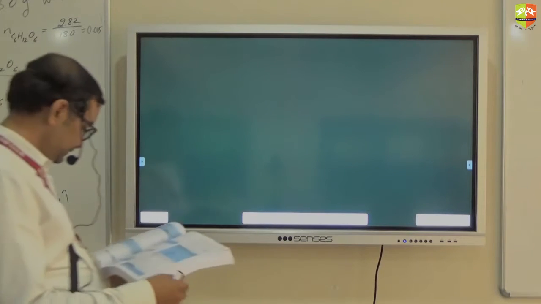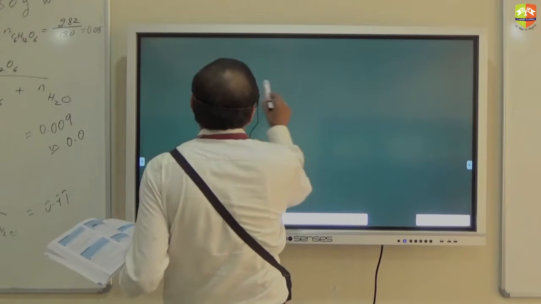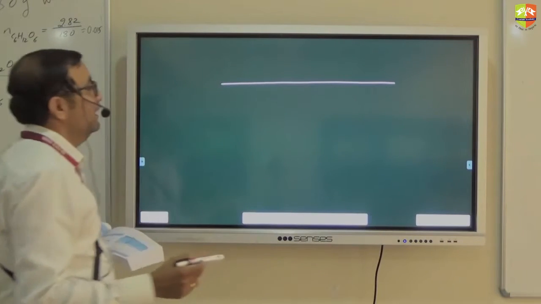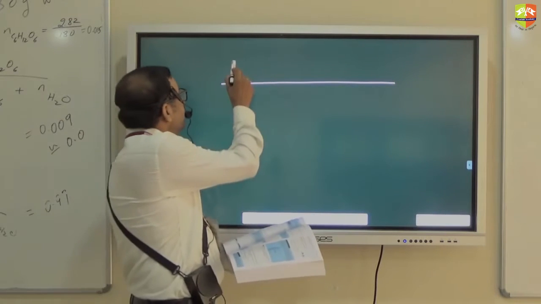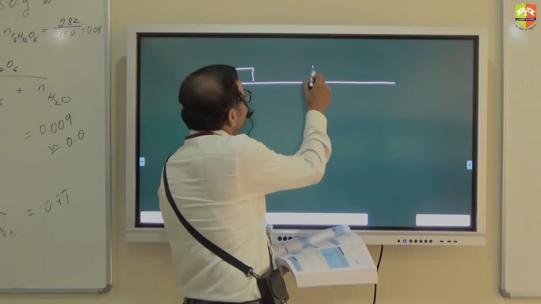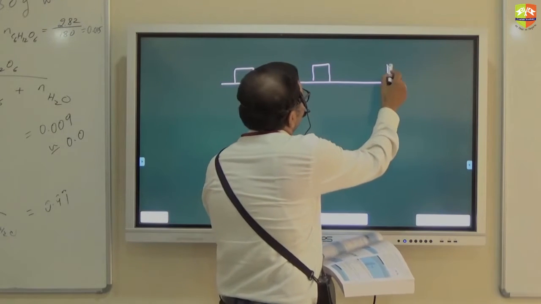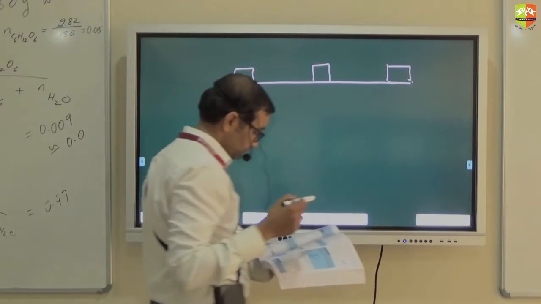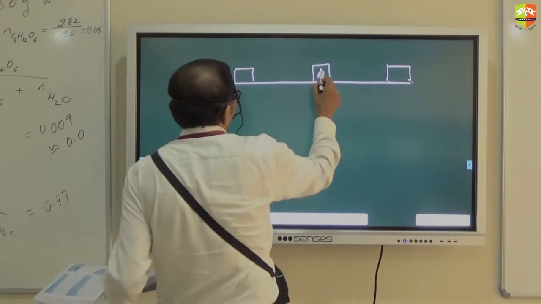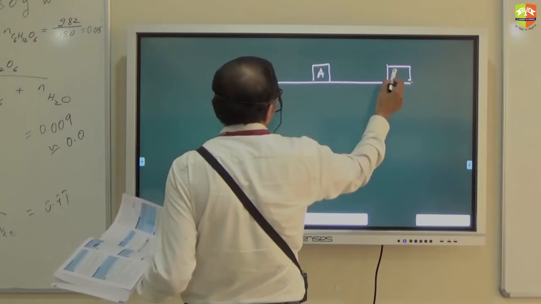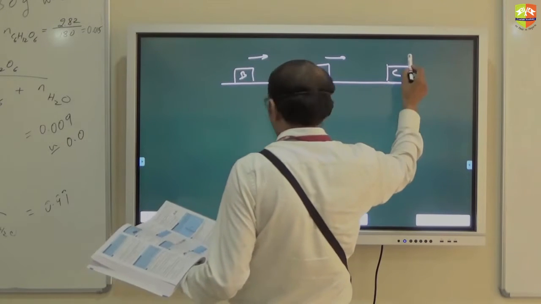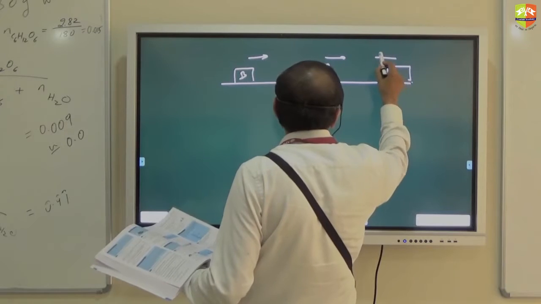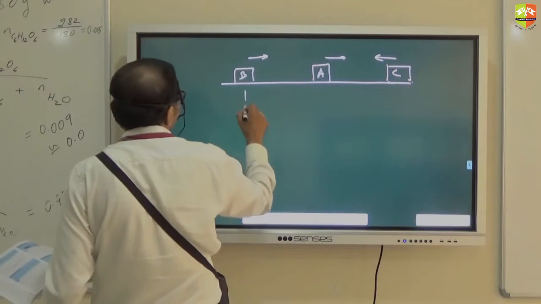Some of the students are very good with the drawing, so they will make sure they draw that car perfectly. So three boxes, these are the three cars. This is the situation.